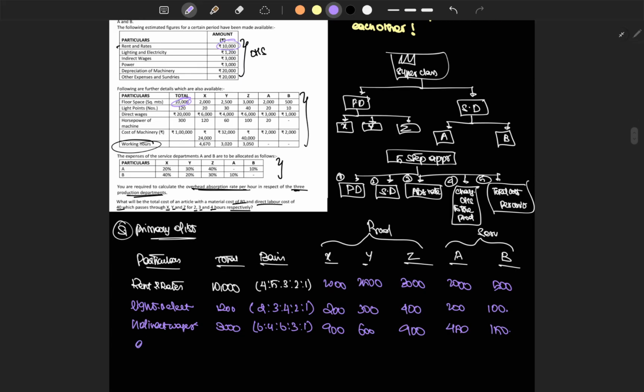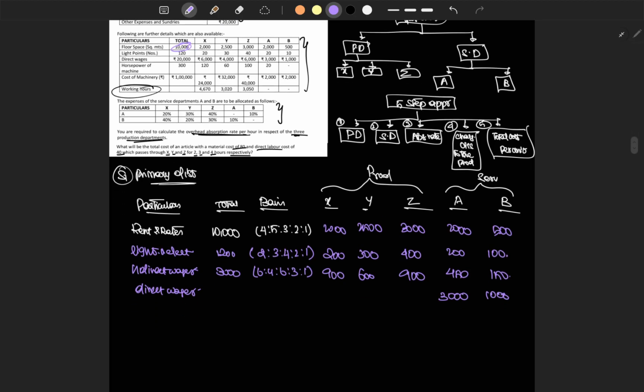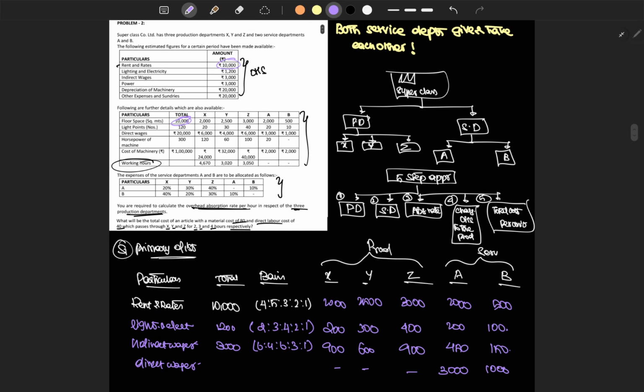So apportion. So direct wages, here there is a catch. Direct wages of a service department are indirect wages for a company. So I'll say again, direct wages of a service department becomes the indirect wages of the company. So we have to take only direct wages of service departments, because this is an overhead for the company as a whole. So other three departments will remain nil, and we have to take the direct wages of service departments alone, since it is an indirect wage for a company, right?